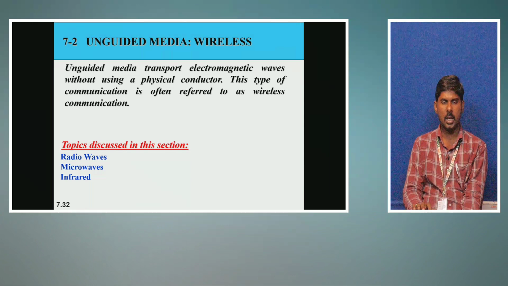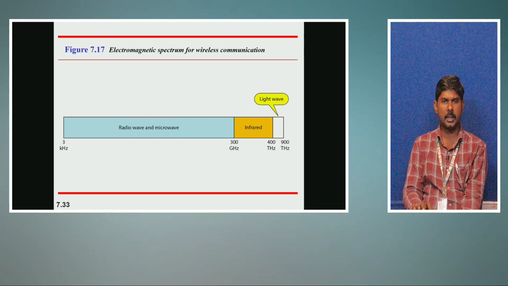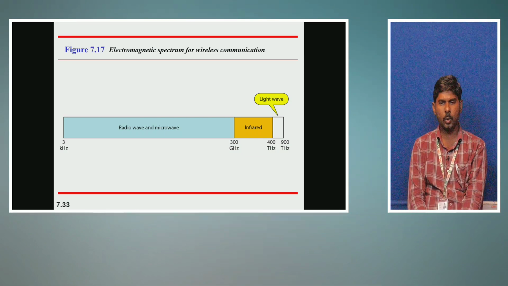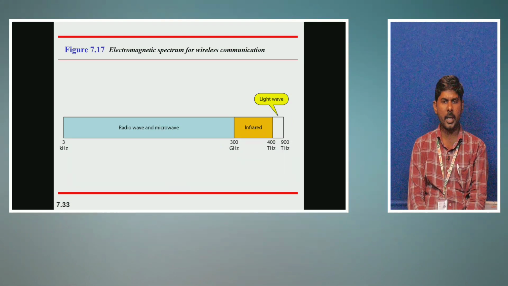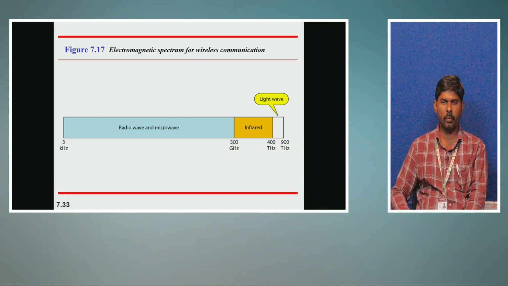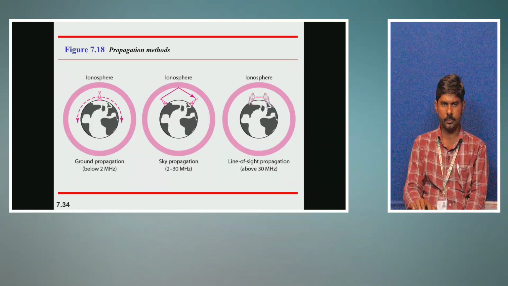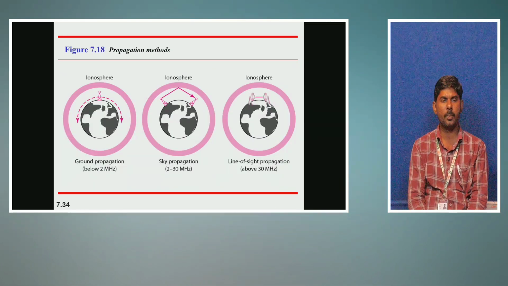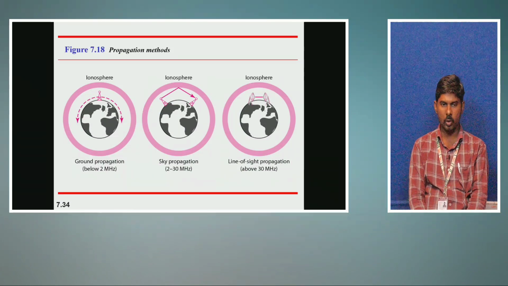through air. So this type of transmission we can call wireless communication. So this is the electromagnetic spectrum for wireless communication, mostly 3 kHz to 900 terahertz. Okay, radio wave and microwave 3 kHz to 300 GHz, infrared waves 300 GHz to 400 terahertz. So 3 propagation methods are possible in wireless communication: ground wave propagation below 2 MHz, skywave propagation 2 to 30 MHz, and above 30 MHz, line of sight propagation.